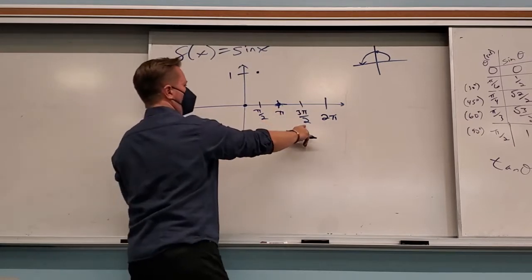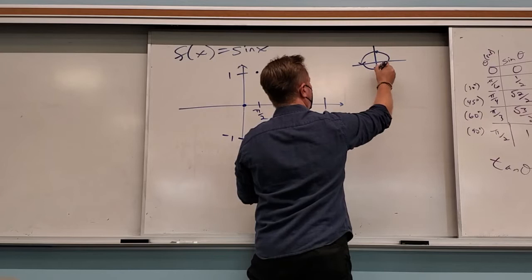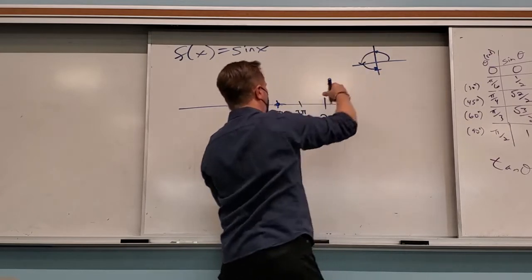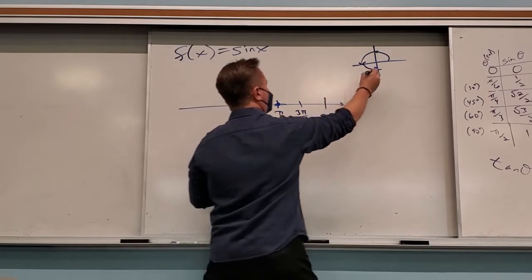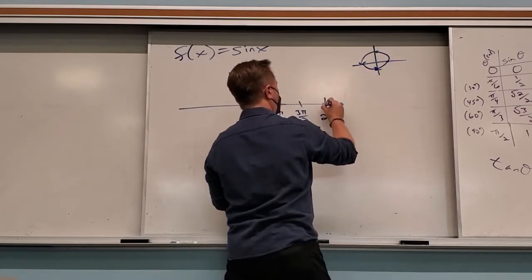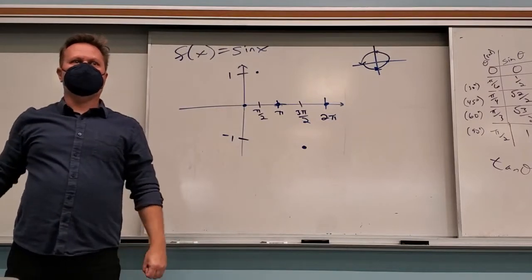And then at 3 pi over 2, like we discussed, when I get here, what's sine going to be? -1. And then when you get back to 2 pi, sine is 0. And then the whole thing repeats forever and ever and ever.